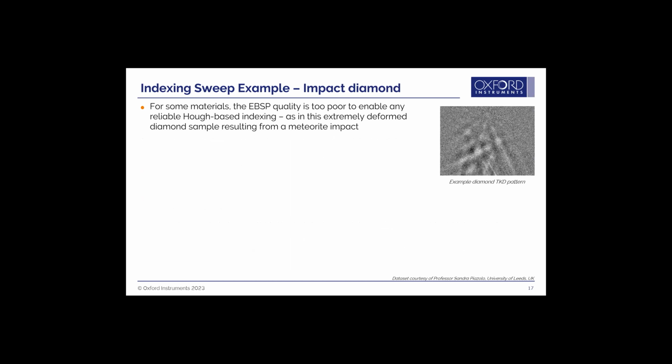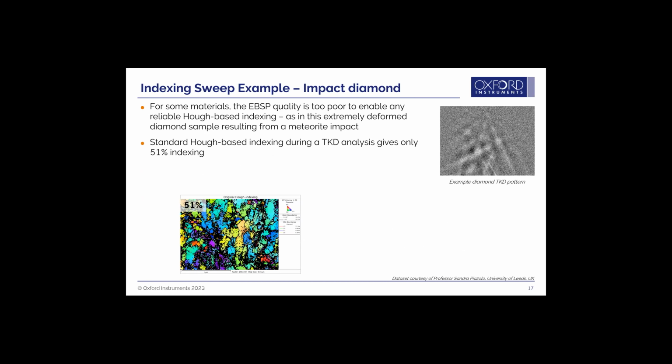And one of the examples I can show is an impact diamond, and this was research that was done at University of Leeds with Sandra Piazzola's group. This is an example of the patterns that were obtained off this impact diamond. And this was a TKD sample to begin with, so quite a bit of difficulty in solving that. You're not going to go anywhere with Hough indexing for the most part. You can see some structure there. It should remind you of the tent pole that we just saw at the very beginning.